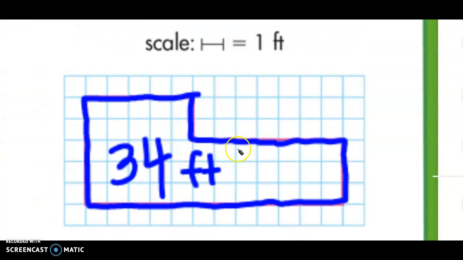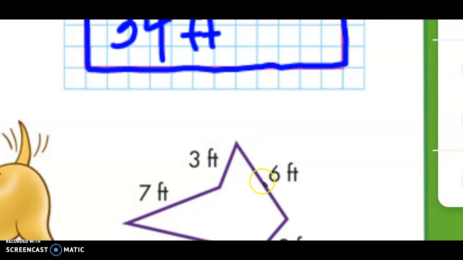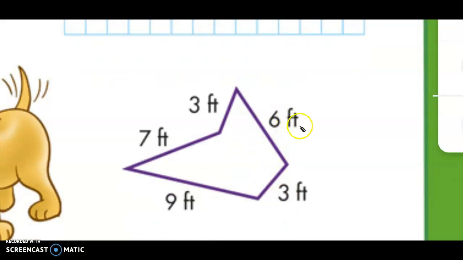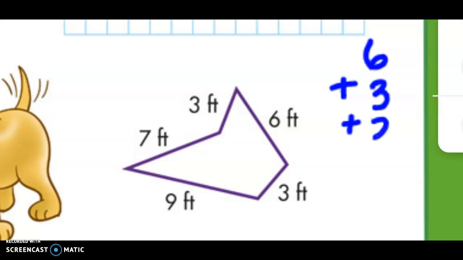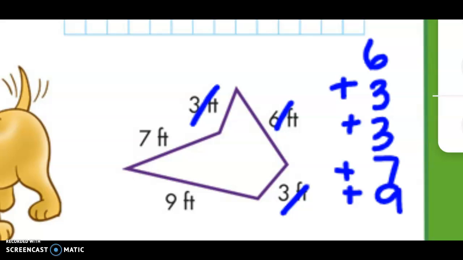Now remember, this one doesn't have squares on the inside, so we can't count lengths. Instead, we actually have to add up all the lengths of the sides. Perimeter, perimeter, add up all the sides, because all we're really doing is finding the distance around the figures. So I'm just adding all these sides up right here. Of course, you don't have to do this all at once. I'm just showing you where I'm grabbing these numbers from.